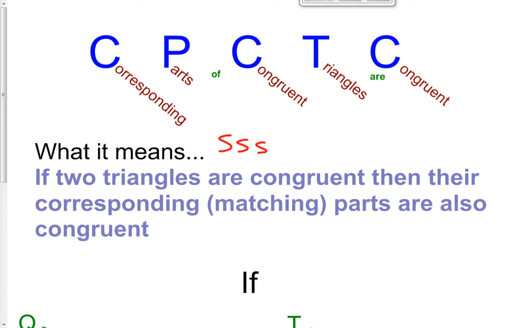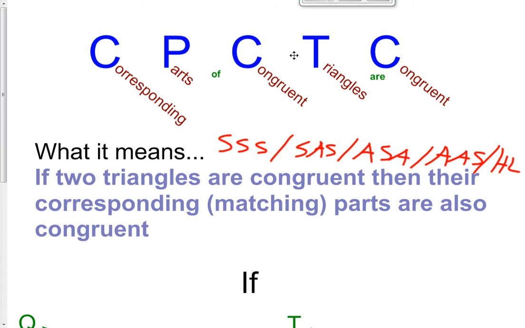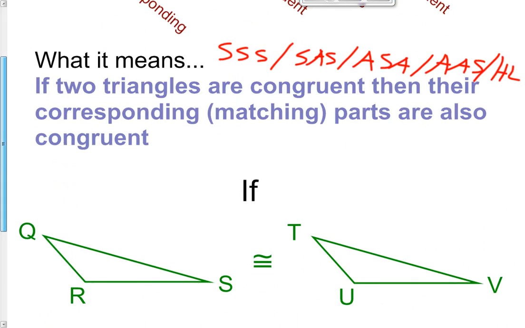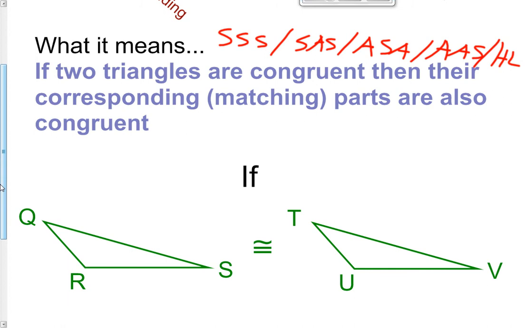by side, side, side, or by side, angle, side, or by angle, side, angle, or by angle, angle, side, or by hypotenuse, leg. If we can prove that two triangles are congruent, then their corresponding or matching parts are also congruent. So if we could somehow prove that triangle QRS is congruent to triangle TUV by, we'll say, angle, side, angle, well, now by CPCTC, if the triangles are congruent, then their corresponding parts are also congruent.